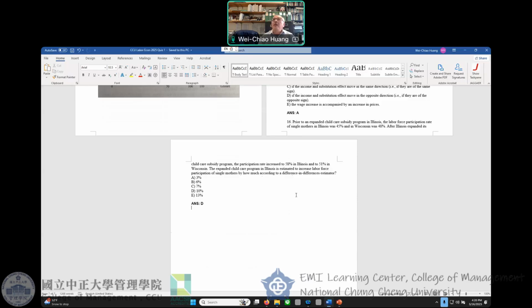We need to take that away. So that means 13% minus 3%, because the 3% in Wisconsin, which went up from 48% to 51%, is not because of the Illinois policy. So we need to deduct that. 13% minus 3% is 10%. That's why the answer is D.